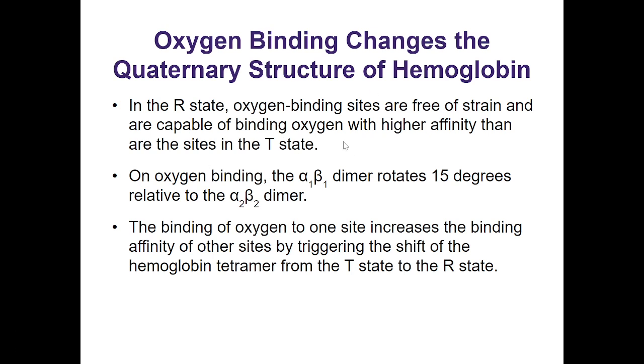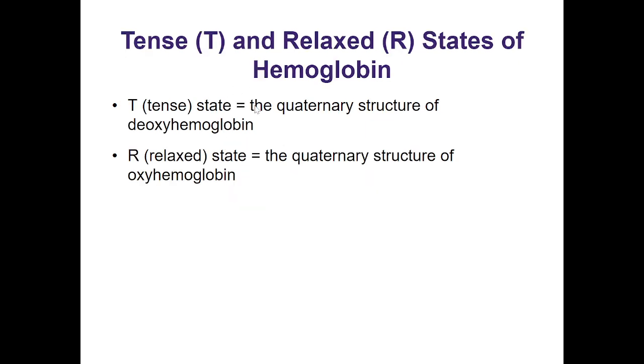So in the R state, the oxygen binding sites are going to be free of strain. They're going to be capable of binding the oxygen with a higher affinity than your T state. Because remember again, your T state is where you are in the structure of the deoxy. To bind the oxygen, you have to go into the R state, right? To unbind it, you have to go into the T state.